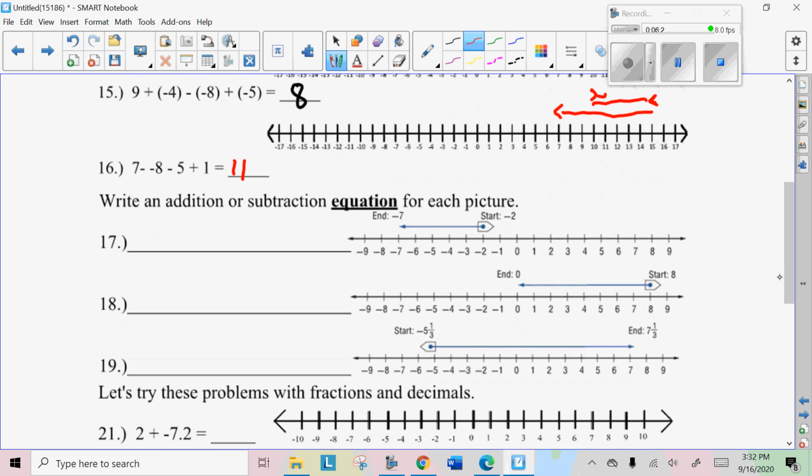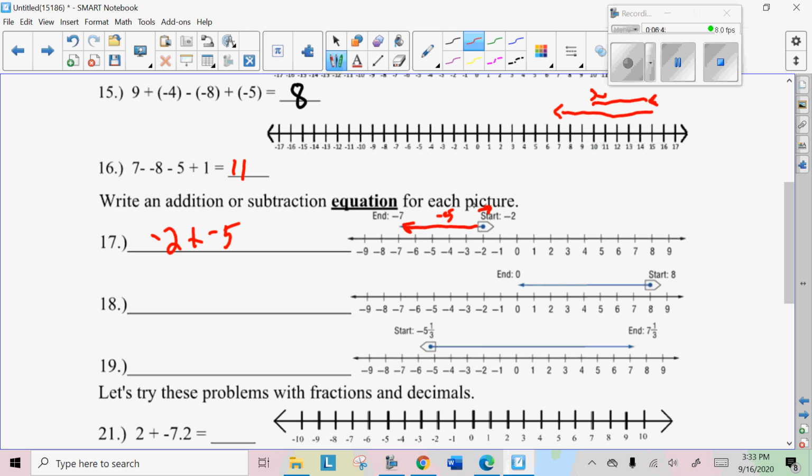So we're going to write an addition or subtraction for each picture. We're starting at -2. So let's put -2. And we're facing to the right, which means we're adding. But we're going to go backwards here, which means we're adding -5. That's the length of this line, -5 on there.